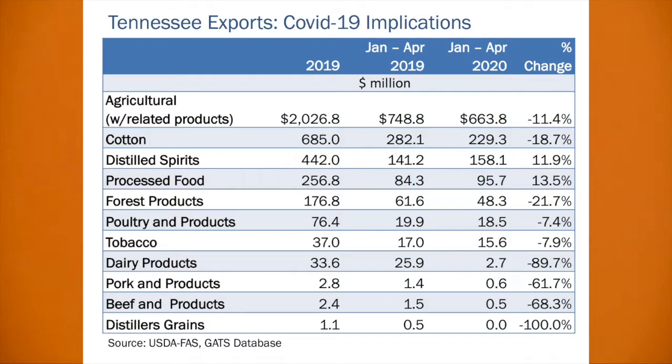Processed foods have gone up quite a bit. One of the things we've seen is a further decline in Tennessee forestry product exports, as well as a 90% decline in the dairy products that we do export from the state. Pork is down about 62% for the state, even though it's actually higher nationally, and beef products are down near 70%.